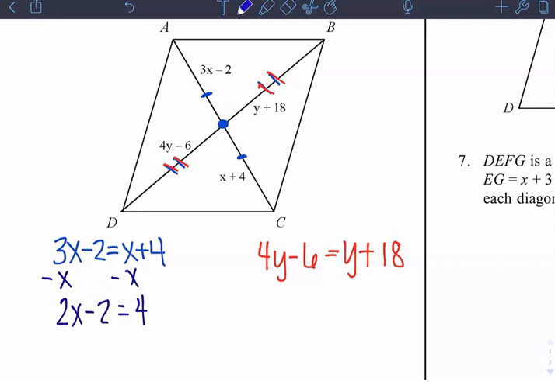Equals 4. And then get x by itself right here. And then on the other side, I'll get you started here. Minus y. You get 3y minus 6 equals 18. And then solve for y and get y by itself.